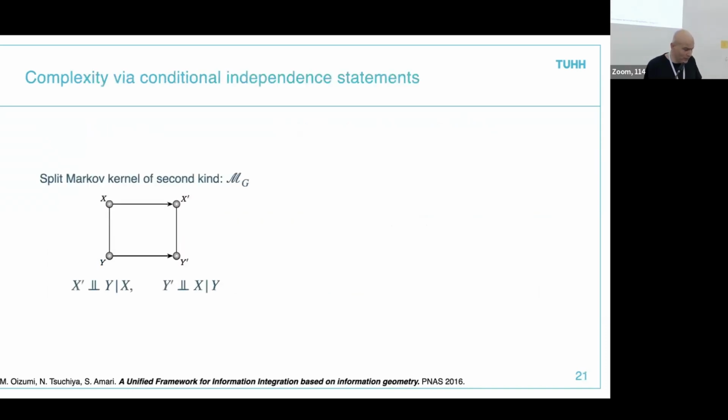But then there's a problem with it. Let's say you have this split system and you want to see if there is an arrow from y to x prime. You want to model the absence of that arrow by saying that x prime is independent of y given x, and the absence of the other arrow by saying that y prime is independent of x given y. But it turns out that for this graphical model, that's not satisfied. So that has been observed as a problem.